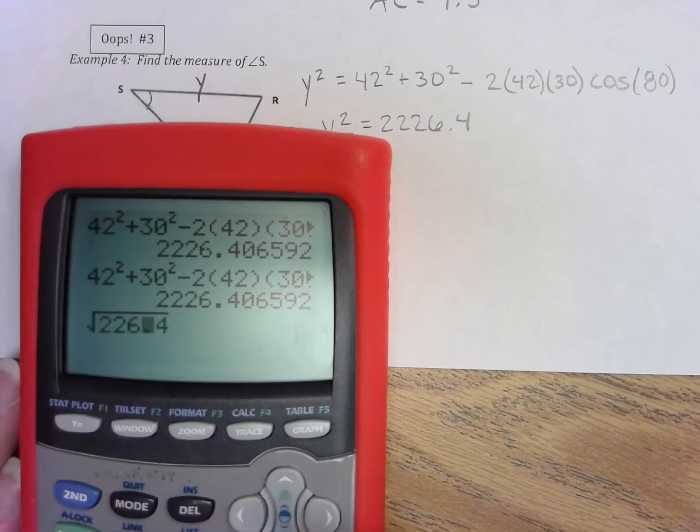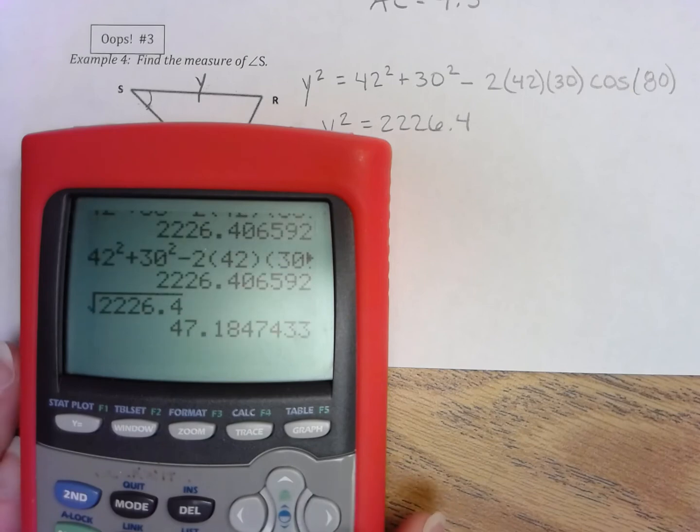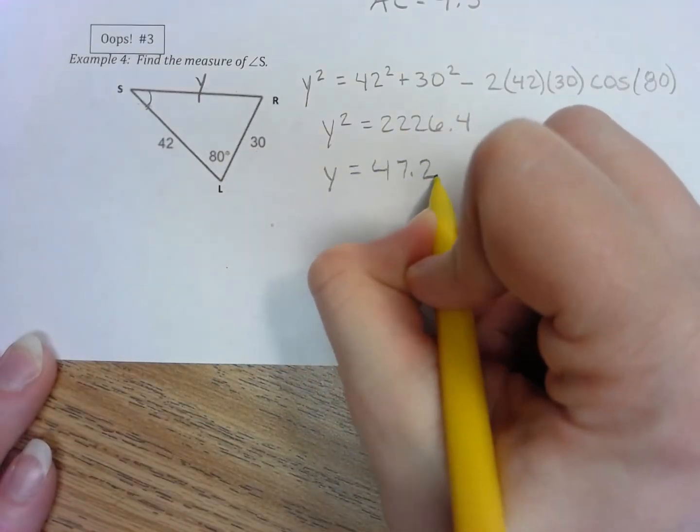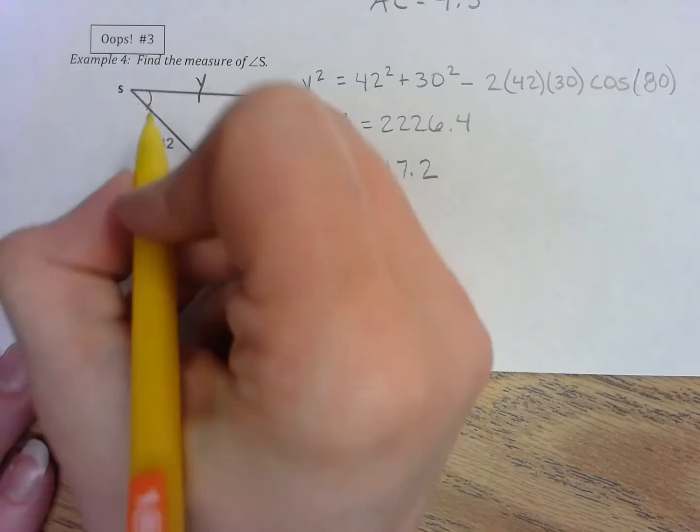Oh, I'm missing a number there. 2,226.4. There we go. So we get 47.2. So that's for the missing side.